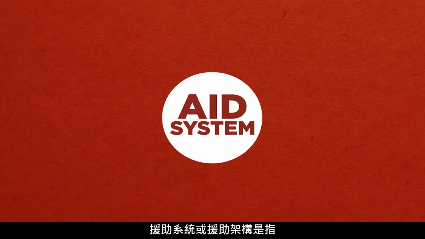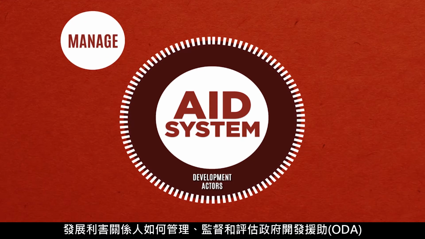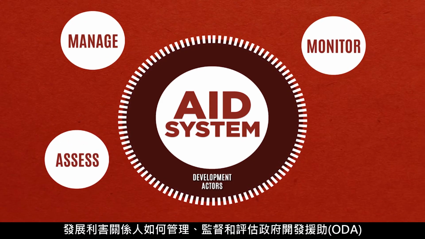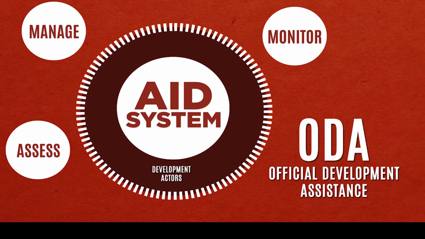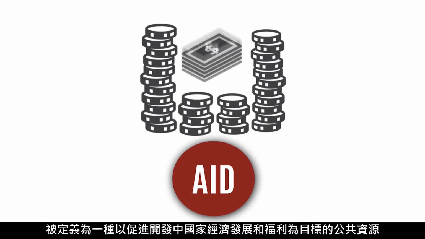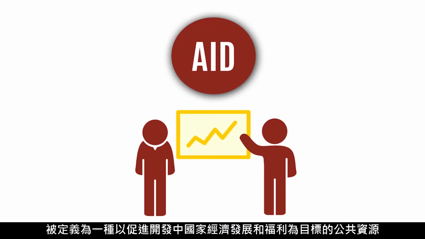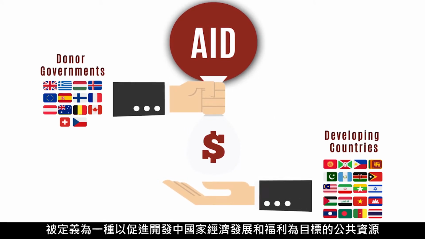Aid system or aid architecture refers to how development stakeholders manage, monitor, and assess official development assistance or ODA. ODA, or simply known as aid, is defined as a public resource that promotes and targets the economic development and welfare of developing countries in the Global South.